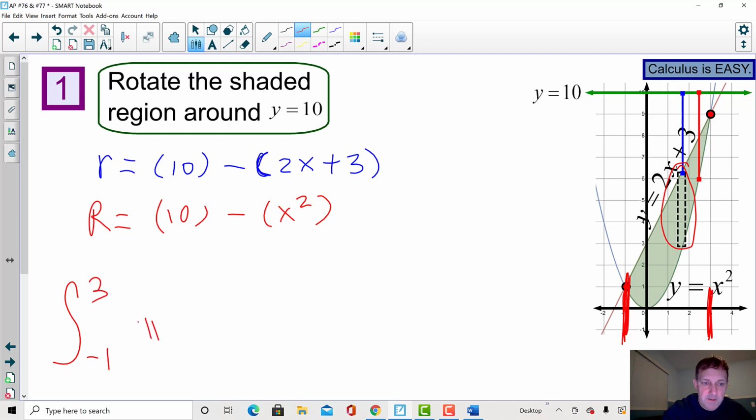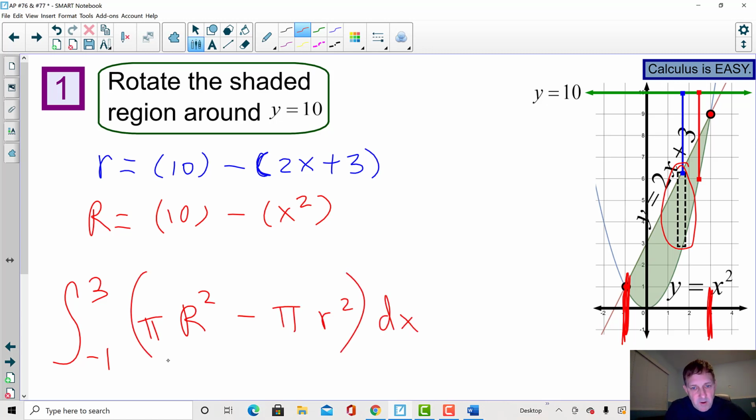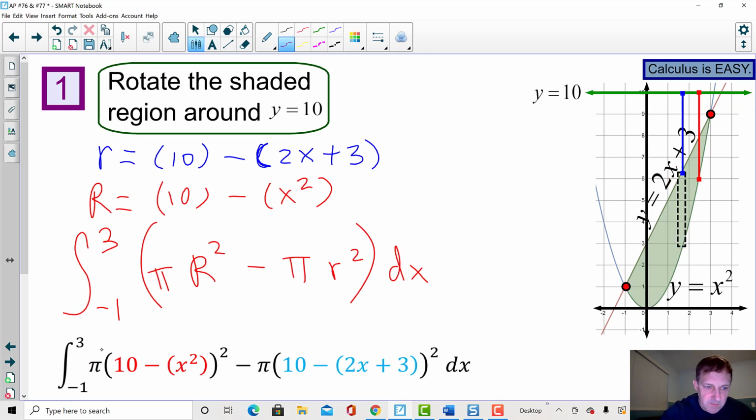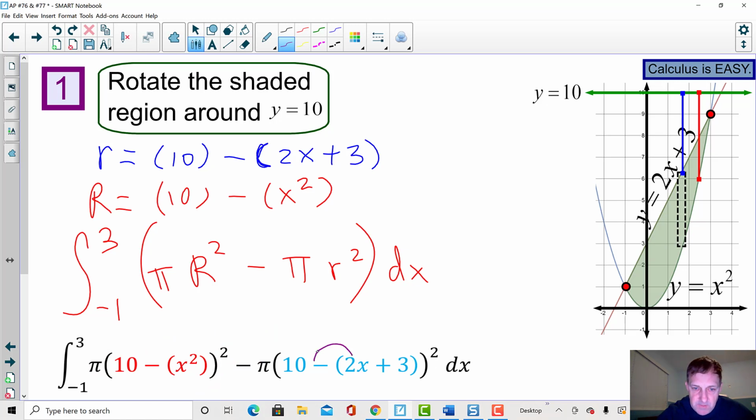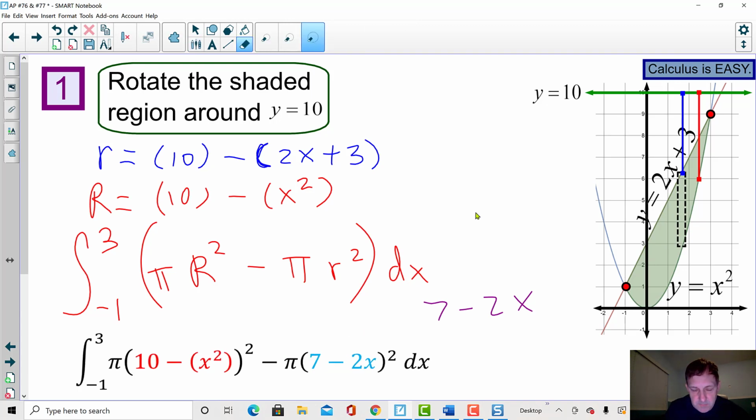It's going to be pi big R squared minus pi little r squared. Let's go ahead and plug in those r's. Okay, I want you to notice that this is pi and then the big R squared minus pi and then the little r squared. Now you could distribute this negative on both pieces if you want. That would give you 7 minus 2x. Let's go ahead and do that. All right, that's pretty much it. Let's go ahead and plug it in our graphing calculator.